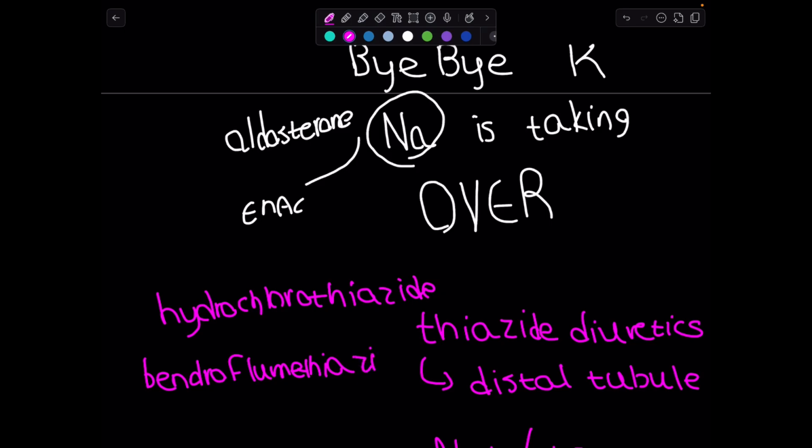Bendroflumethiazide. It's a good thing they have a similar suffix, the same suffix. Haha, yeah. That thiazide suffix in bendroflumethiazide is a lifesaver for spotting these drugs.